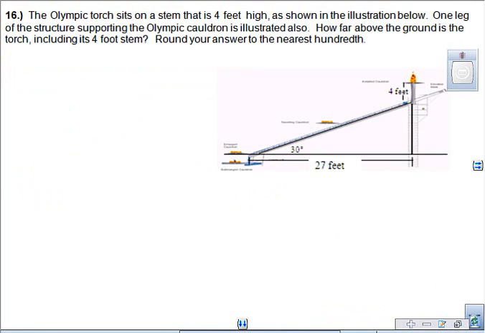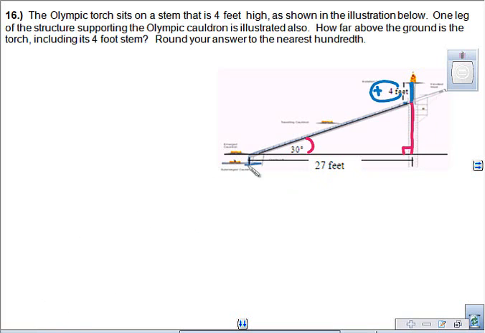All right, here you have the Olympic torch, and it says it sits on the stem that is 4 feet high. One leg of the structure supporting the Olympic cauldron is illustrated. How far above the ground is the torch, including its 4-foot stem? Round your answers to the nearest hundredth. So the triangle created here is going to be a right triangle, and they give you this 30-degree angle and this distance of 27 feet. So this side of the triangle is what we're going to find, but don't forget, once you find that, they want you to include the 4-foot stem. So you just have to add 4 to whatever we get for this height of the triangle.